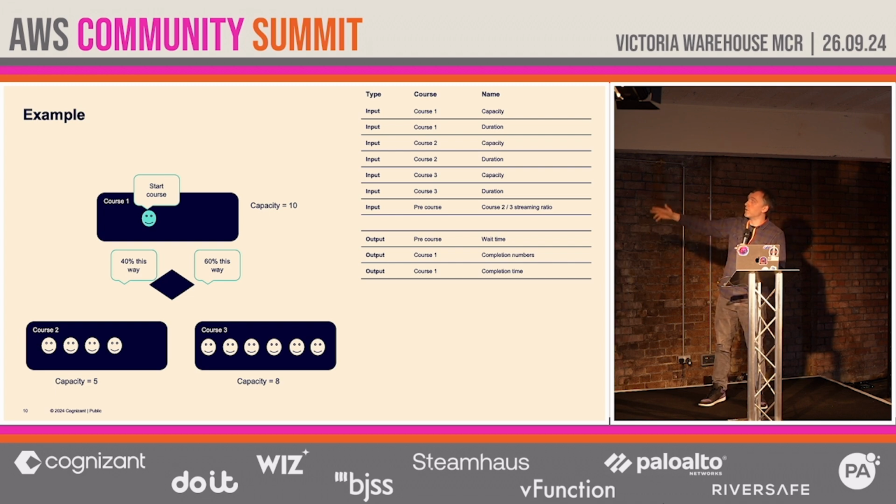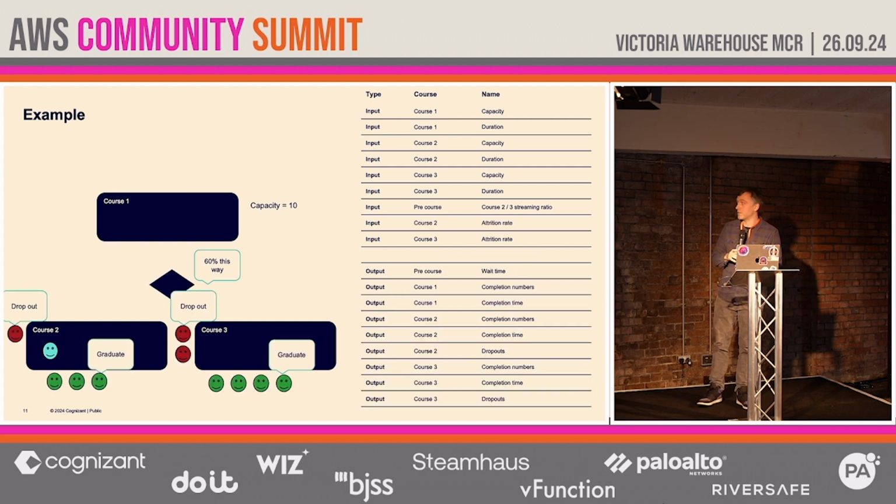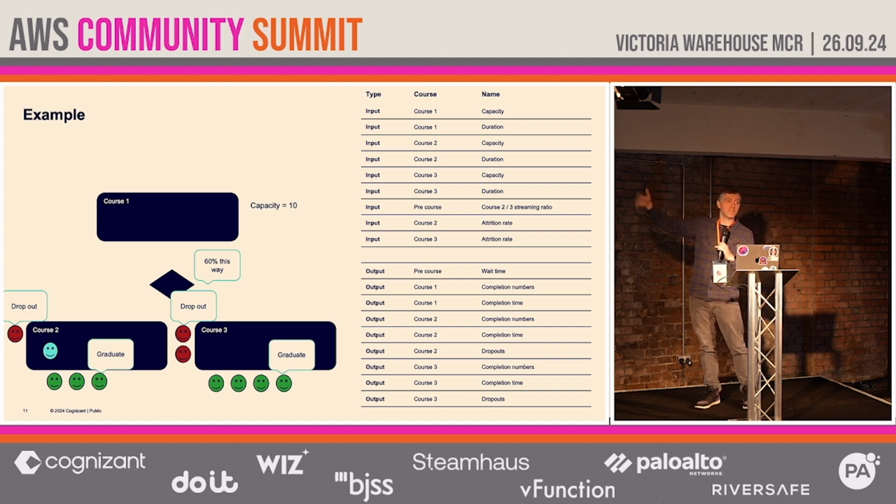You can see that the inputs are starting to expand. We have capacity and duration for the second and third course, as well as the ratio that they are moving down the different branches. And our outputs start to grow as well. We have how long people are taking to complete the course and also the numbers. If we step through one more time, we can see that a bunch of people could graduate, a bunch of people could drop out of the course, whether they fail or they decide it's not for them. And our little blue friend is able to carry them through. You can see that the number of inputs and outputs grow quite quickly.